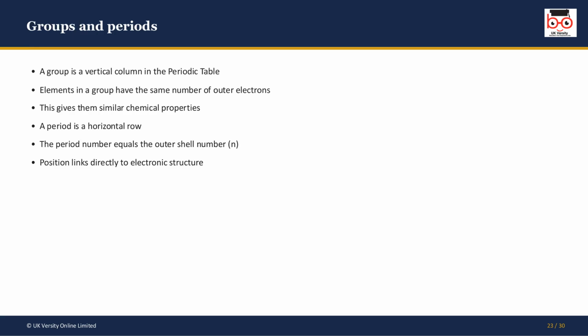Let's connect this to the layout of the table. A group is a vertical column, and elements in the same group share the same number of outer electrons, which is why they behave so similarly in reactions. A period is a horizontal row, and the period number tells you the outer shell number, n. So an element's position on the table links directly back to its electronic structure.